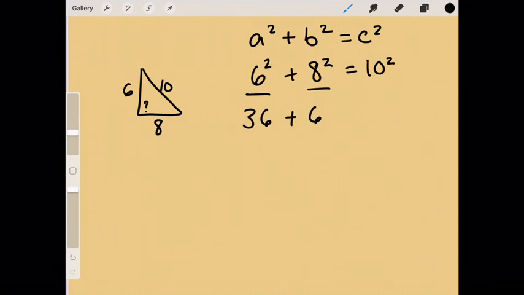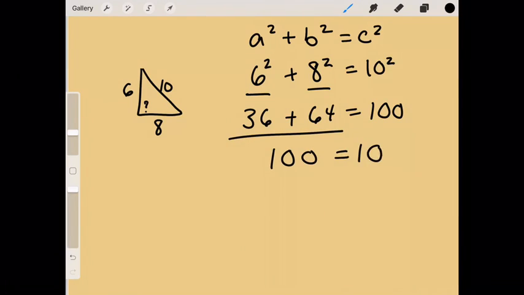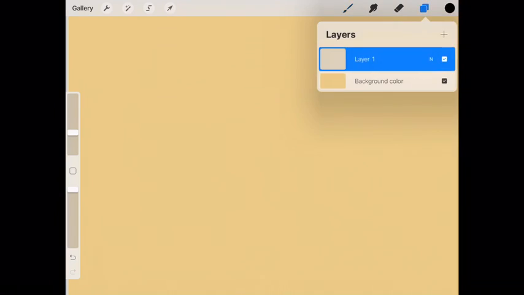6 squared is 36. 8 squared is 64. 10 squared is 100. 36 plus 64 equals 100, and 100 equals 100. So yes, that works, which means yes, this is a right triangle. All right? Now let's try with other numbers.